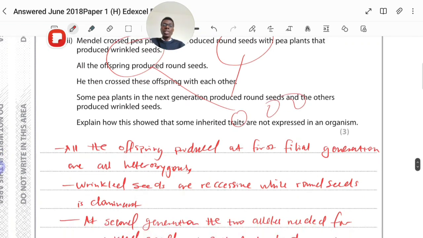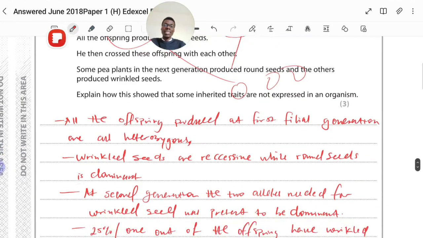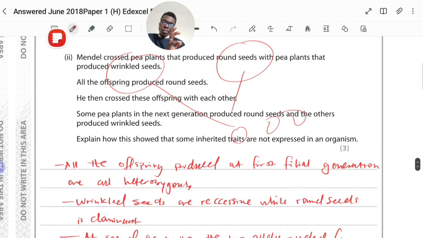Now, the wrinkle seed are recessive while the round seeds are dominant, of course. Now, at second filial generation, the two alleles needed for wrinkle seed were present to be dominant. Please listen to this. What does that even mean? Anytime you have alleles that are recessive, it means that it is present, but it's not going to be expressed. It's only going to be phenotypically expressed.